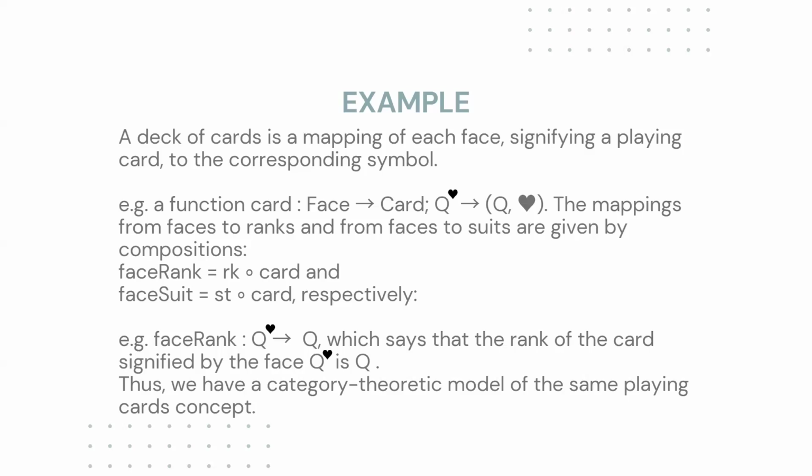So I was saying this kind of mapping from faces to ranks and from faces to suits are given by composition. So we take, for example, the face rank function, which is a composition between RK and card, and the face suit, which is ST composed with card, respectively. So, for example, for face rank, we have the Queen of Hearts, and we get the Queen, because of course the face of the Queen of Hearts is the Queen, and essentially this is a category theoretic model of playing cards.